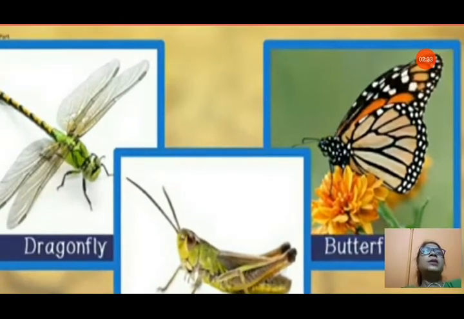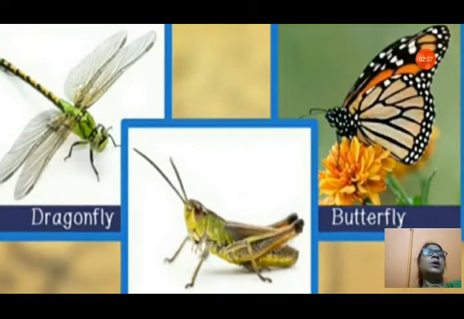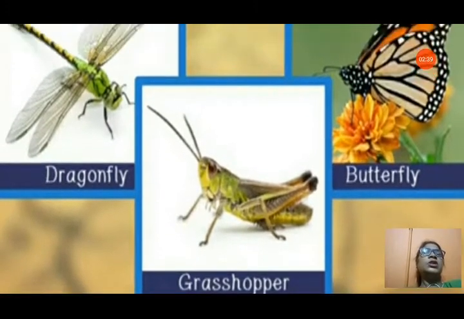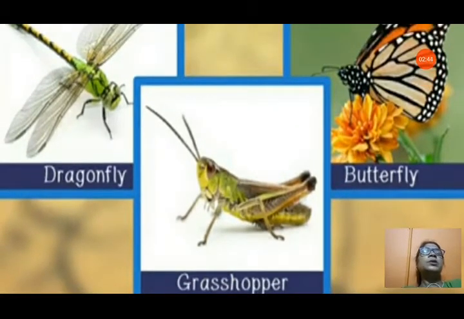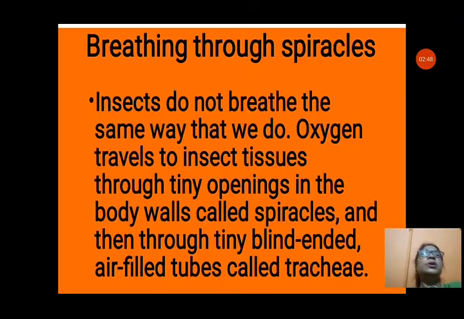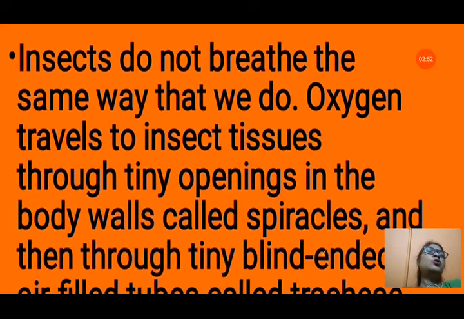Now spiracles as breathing organ. Spiracles are the holes present mostly in insects. You can see dragonfly, butterfly, grasshopper, these insects all have spiracles in their body. With that they breathe. So breathing through spiracles. Insects do not breathe the same way that we do.